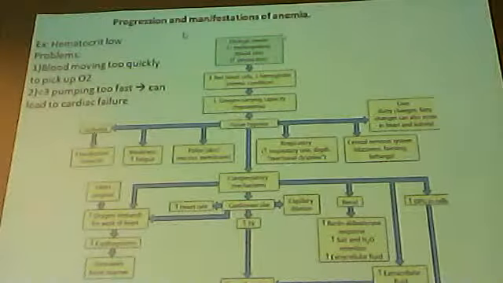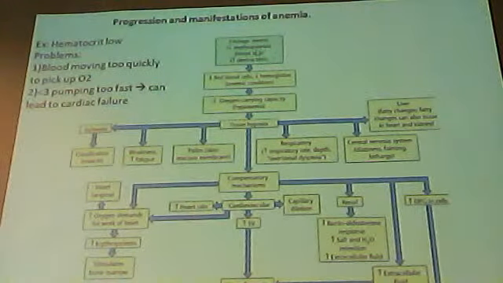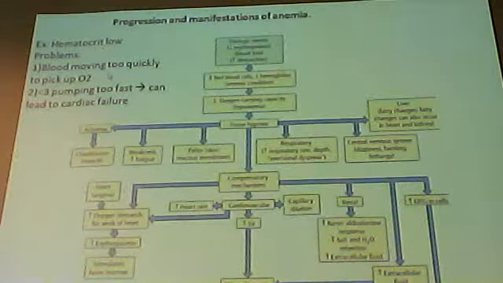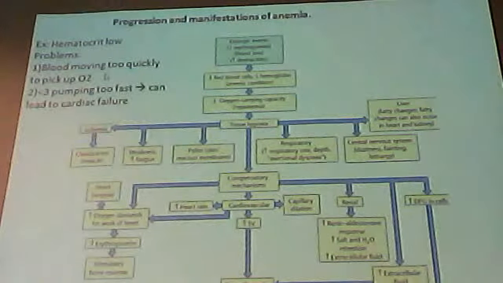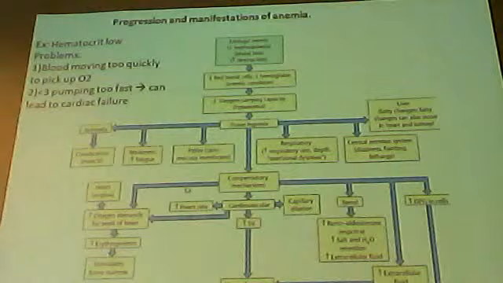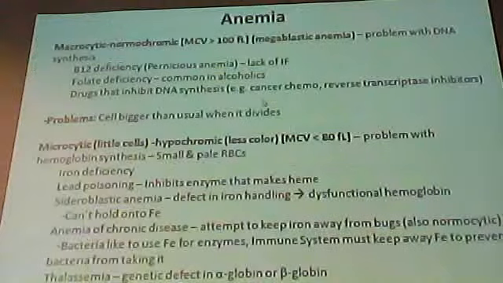This graph, progression and manifestation of anemia, is just saying there's some sort of problem with blood, a decreased blood cell count. So either the blood is moving too quickly to pick up oxygen, or the heart is pumping too fast, and that can lead to cardiac failure. This shows what happens if you have low levels of oxygen.